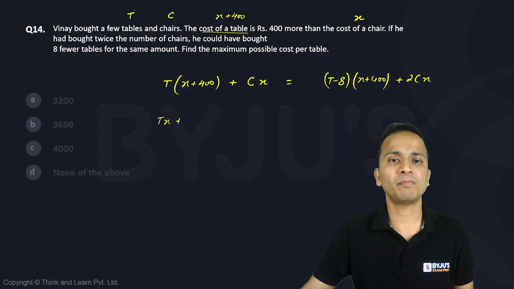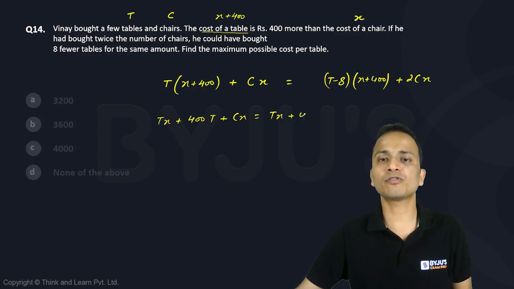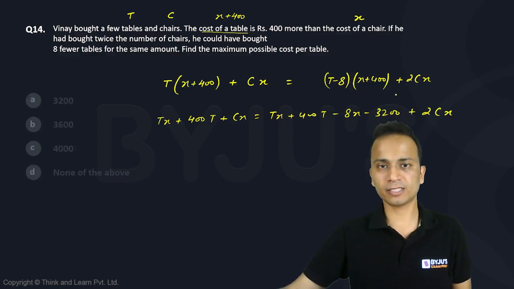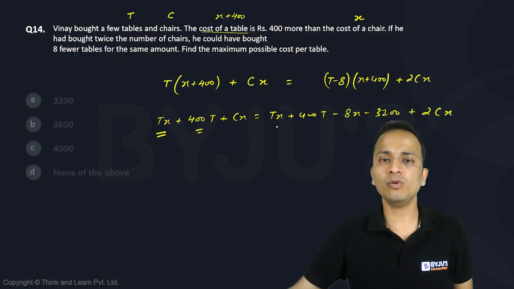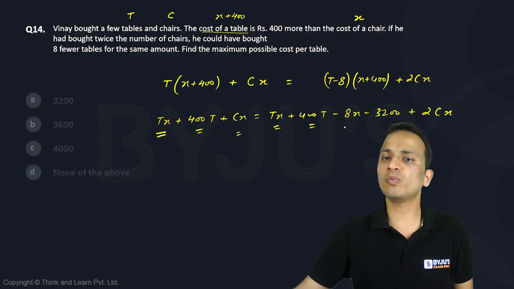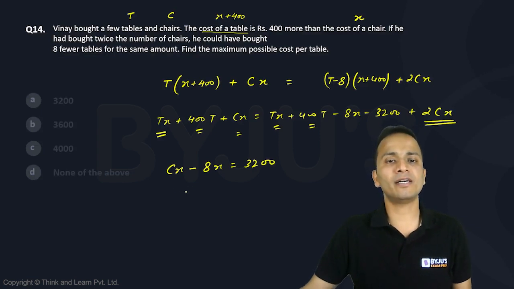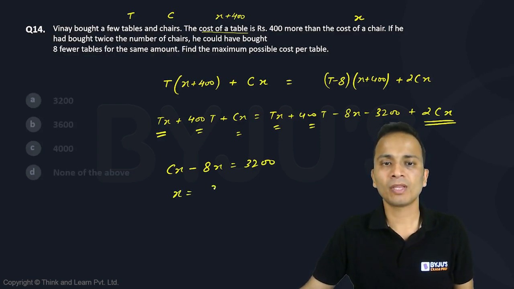Now let's open the brackets on both sides and simplify this equation. So Tx plus 400T plus Cx is equal to Tx plus 400T minus 8x minus 3200 plus 2Cx. So Tx and 400T will get cancelled from both sides. Cx will merge with 2Cx and it will become Cx minus 8x is equal to 3200. So from here I can get the value of x as 3200 divided by C minus 8.